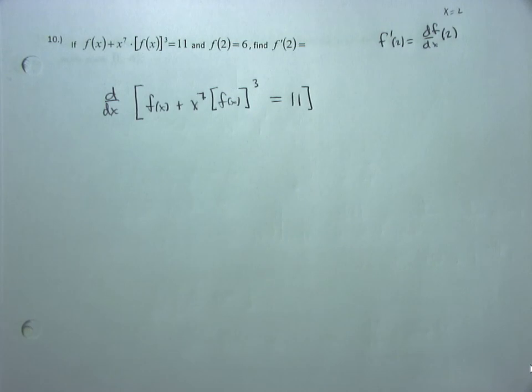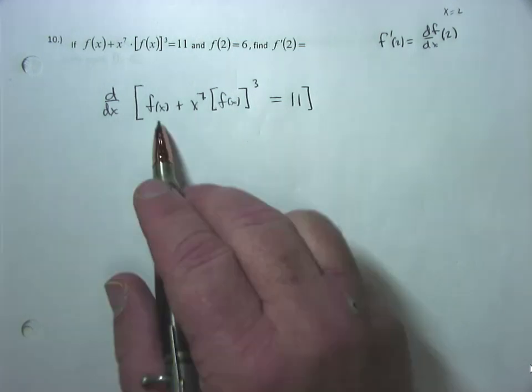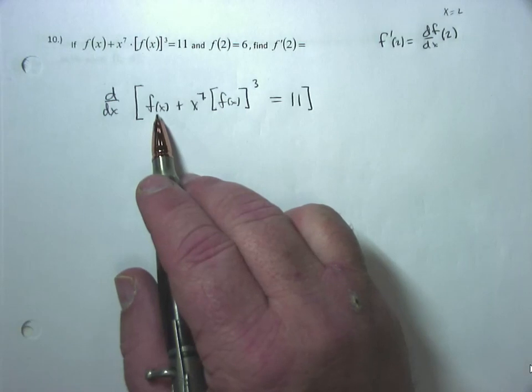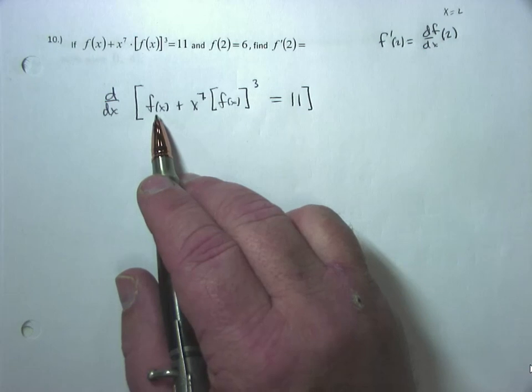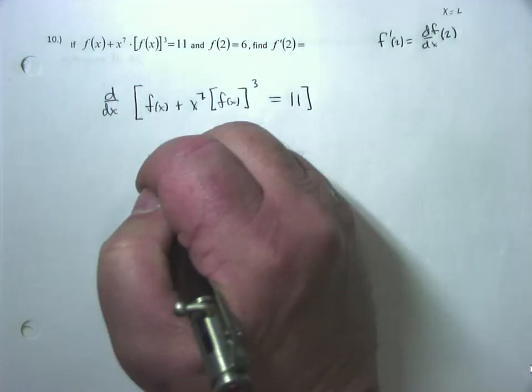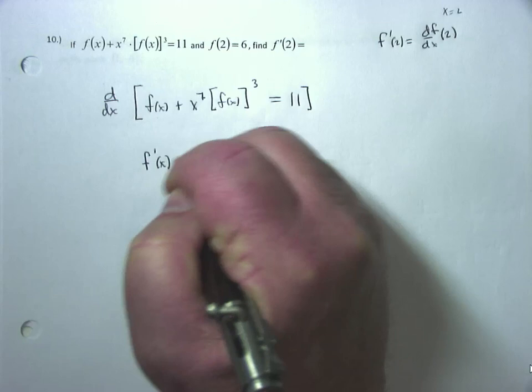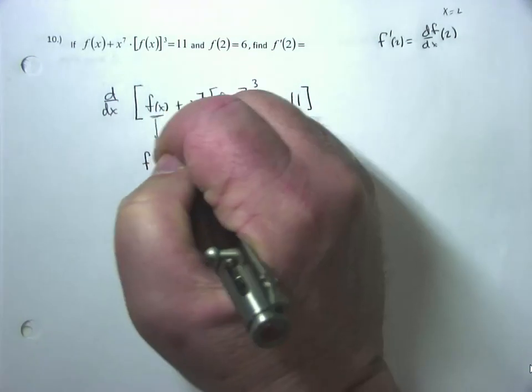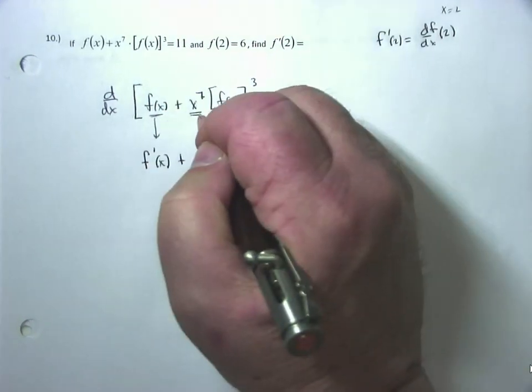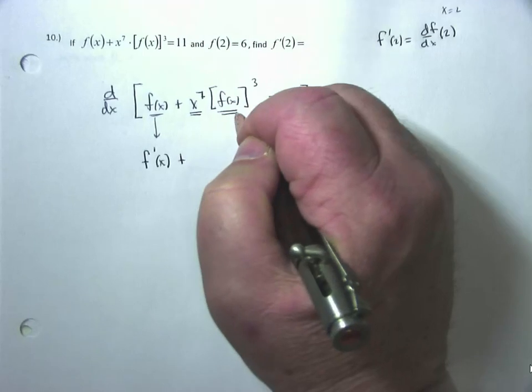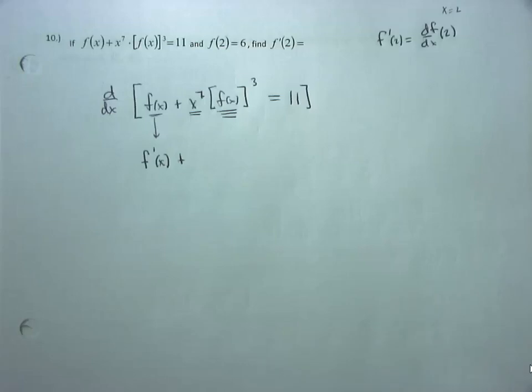All right, so here we go. What is the derivative of f of x? The derivative of f of x. Oh, fine. We'll do f prime. f prime of x plus, what is the derivative of x to the 7th times f of x cubed? And what rule would I use? Well, I got two things going on here. I see a product and I see a chain because f of x is on the inside, cube's on the outside. But what's the big picture?